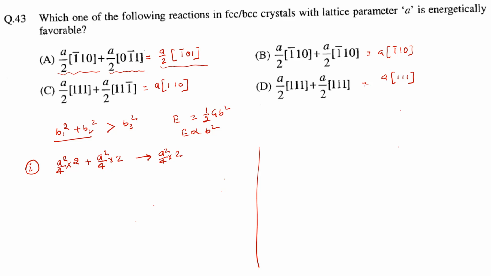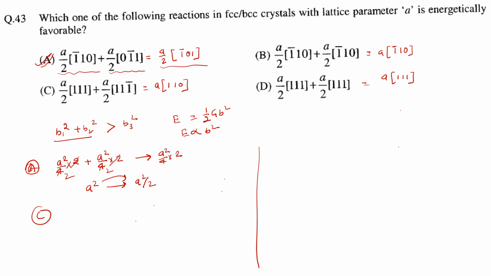So it is like a square by 2. So it is a square changing to a square by 2, right? There is a decrease in energy, so this is going to be favorable. From here we can directly say A is the answer, but let us check the other options also. Like A we have checked, let us check for C.